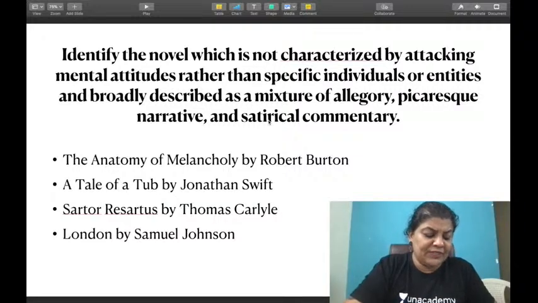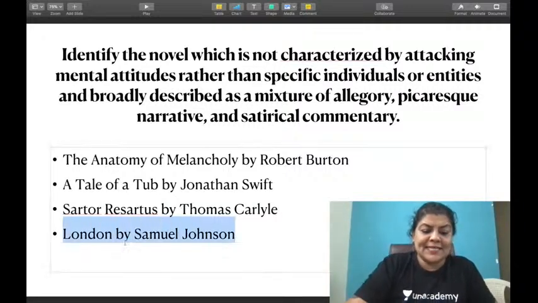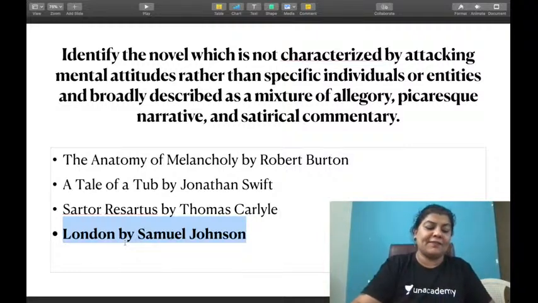Bolo. Which of the following is not a Menippean satire? It is London. It is a Juvenalian satire. Everybody knows.